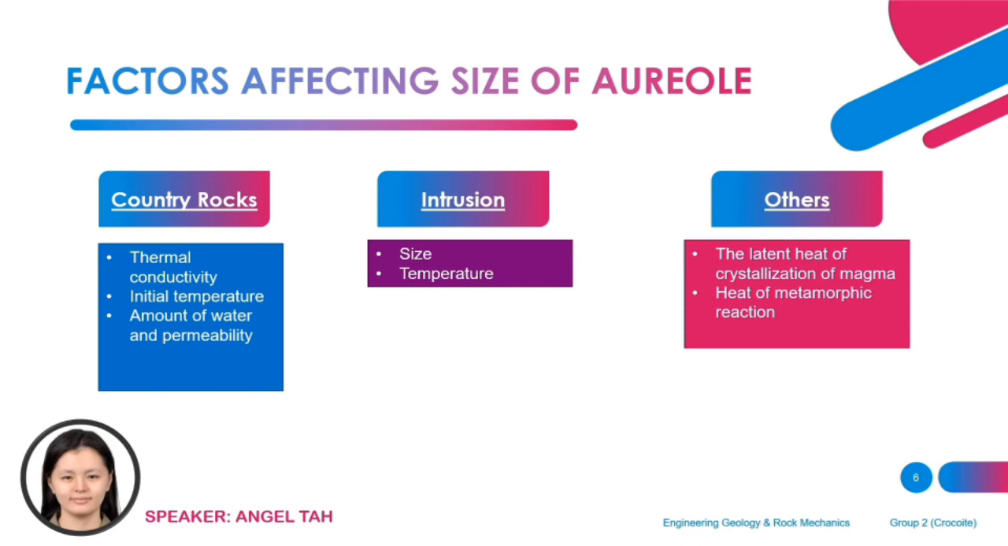Thus, if the latent heat of the crystallization is large, there will be more heat available to heat the surrounding country rocks. And heat of the metamorphic reaction. In order for a metamorphic reaction to take place, some heat is necessary, and this heat will be absorbed by the reaction without increasing the temperature in the intrusion.